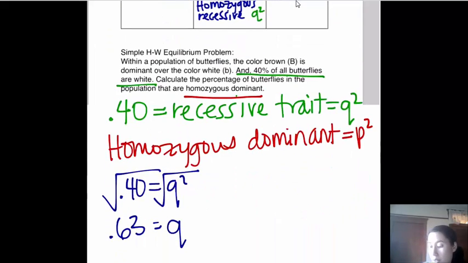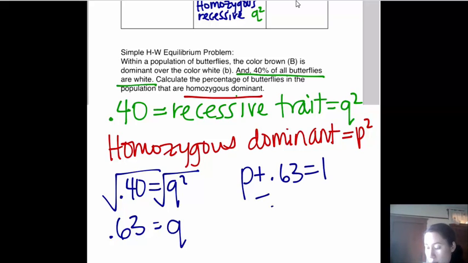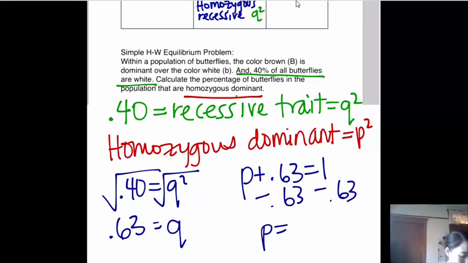That's circled in blue at the top. So P plus 0.63 equals 1. That's pretty easy. I subtract 0.63 from each side, and P equals, using my calculator again, 0.37. All right, I'm almost there.